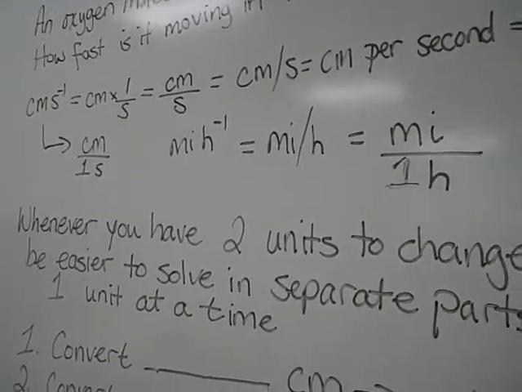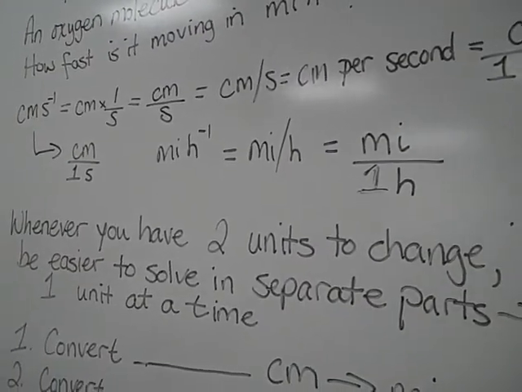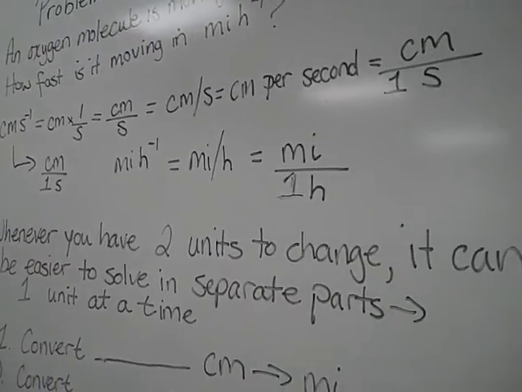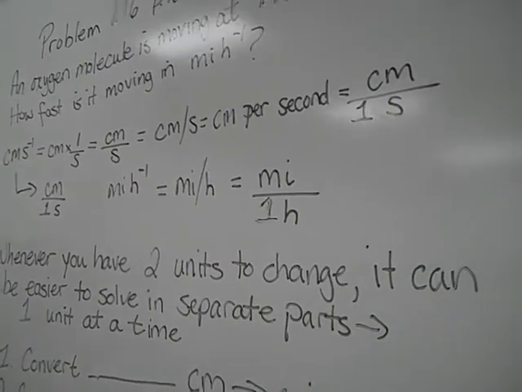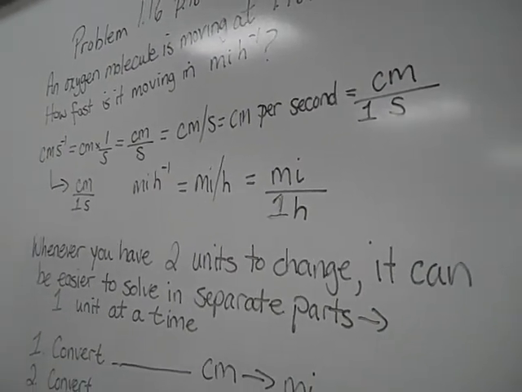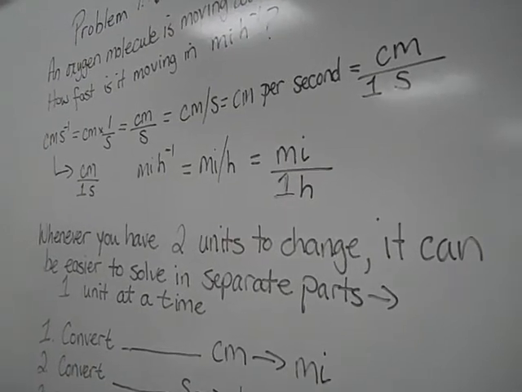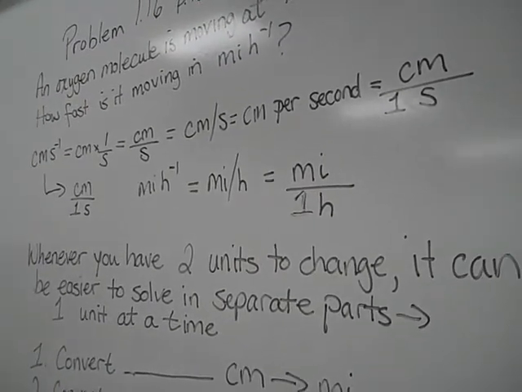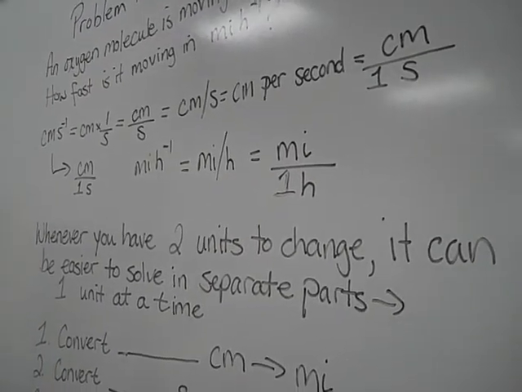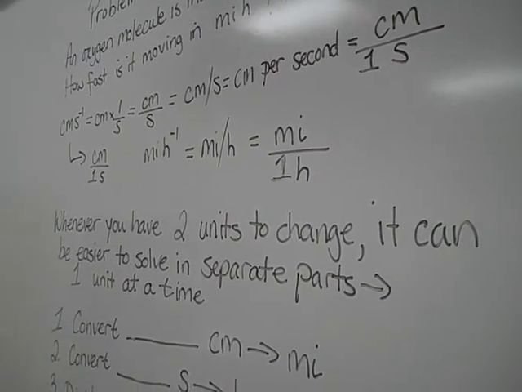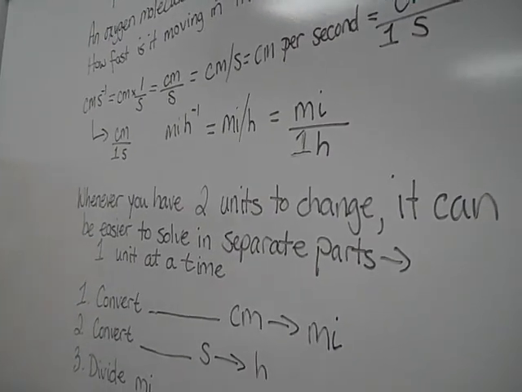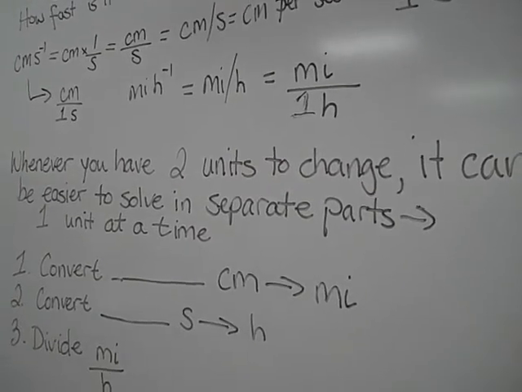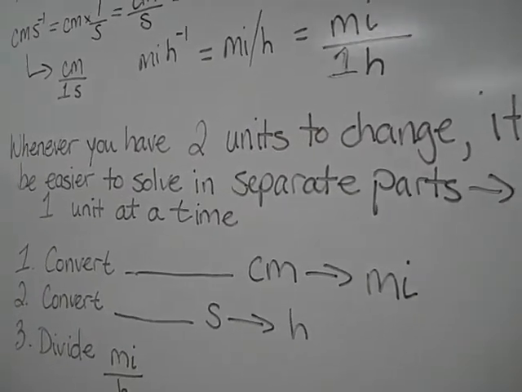Now whenever you have two units to change, folks that are really good at math can do it all in one long unit conversion step, and that's great, but for folks like me, you might find that it's easier to solve it in separate parts, one unit at a time. Then we can follow the rule that we always start with only one unit. Any values that have two units go as conversion factors.